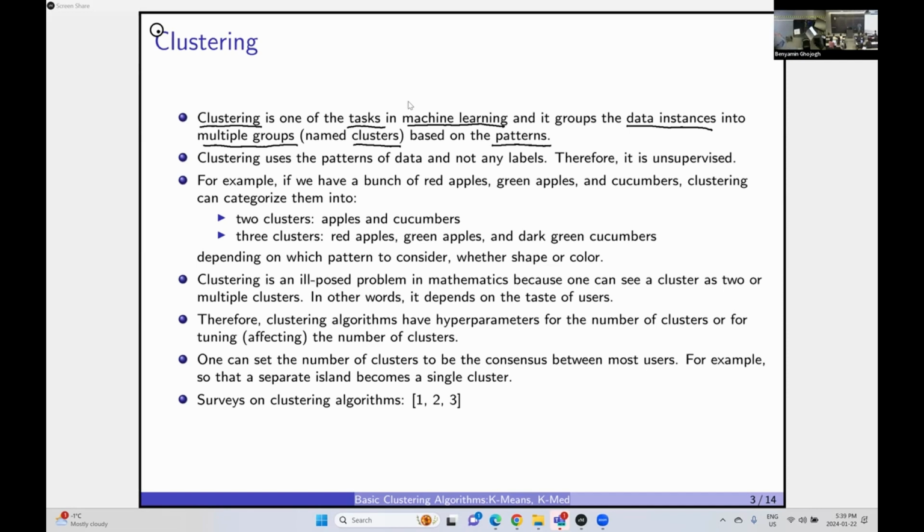So in general, the data points fall somewhere in the Euclidean space, right? The points which are closer to each other have similar patterns. The points which are very dissimilar from each other must be in different clusters, in different groups. Agreed? All right. So, clustering uses the patterns of data, as we said, and not any labels. Therefore, it is unsupervised. Agreed. By the way, when I say data instances, I mean data points, I mean data vectors. They're the same thing, right?